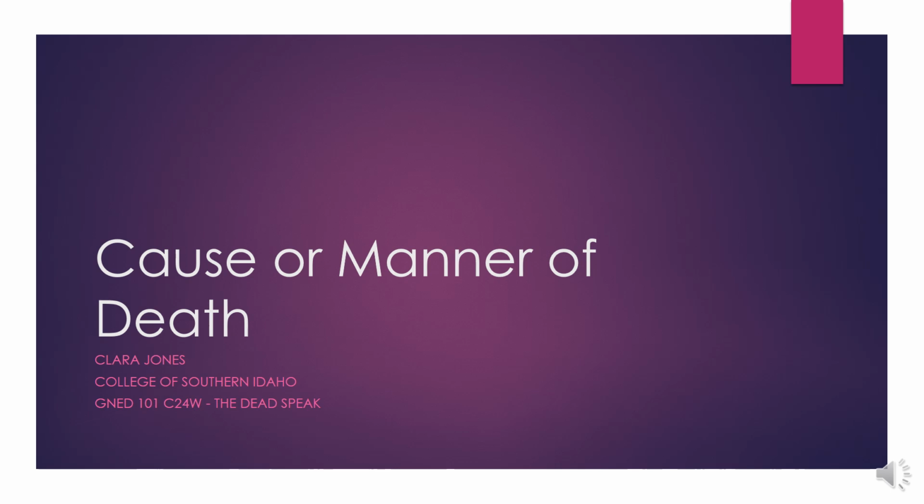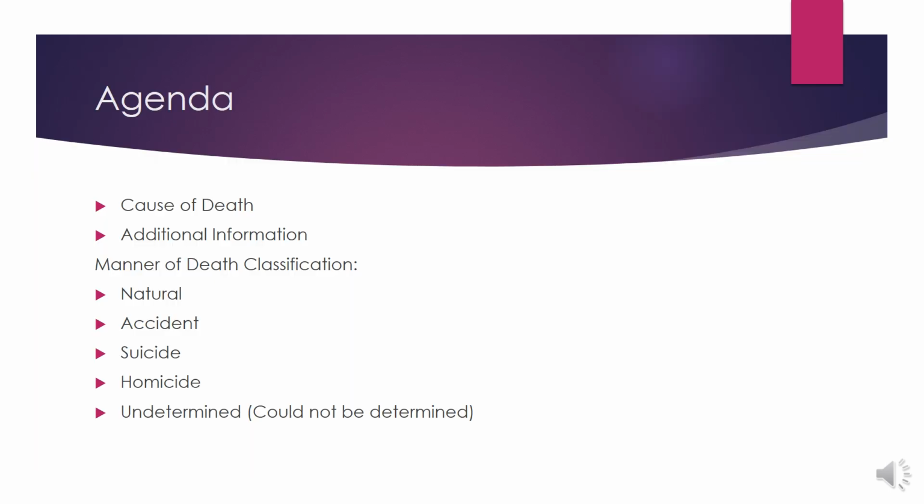My name is Clara, and today I'll be talking about cause and manner of death. I'll be going over cause of death and examine some additional information, as well as the 5 classifications of death: natural, accidental, suicide, homicide, and undetermined.